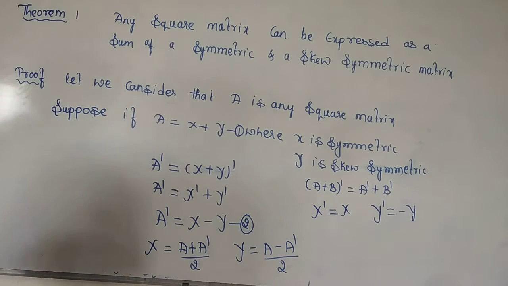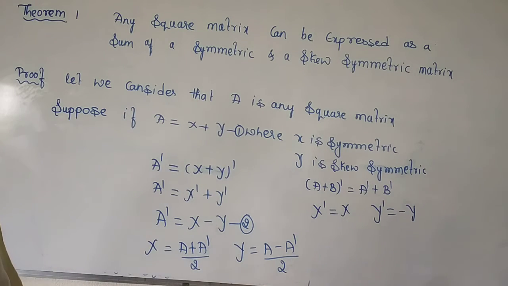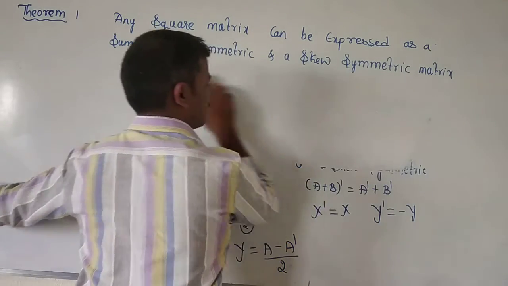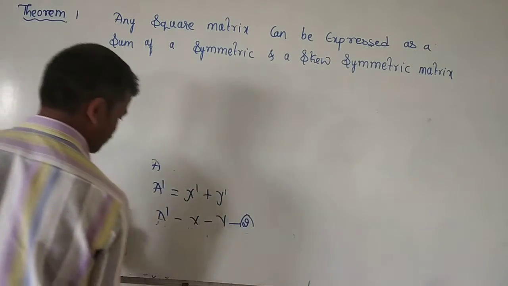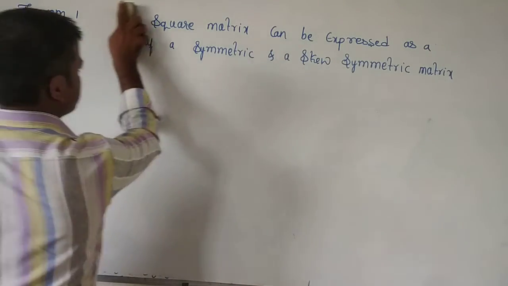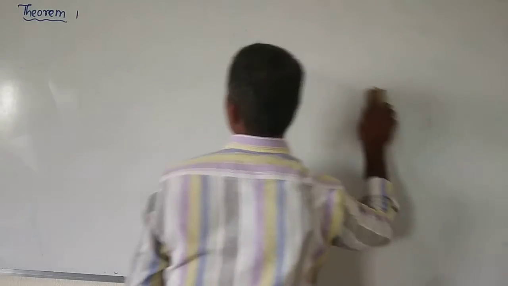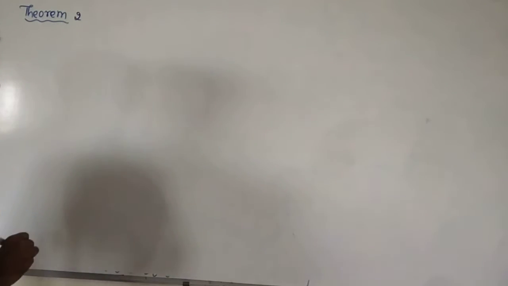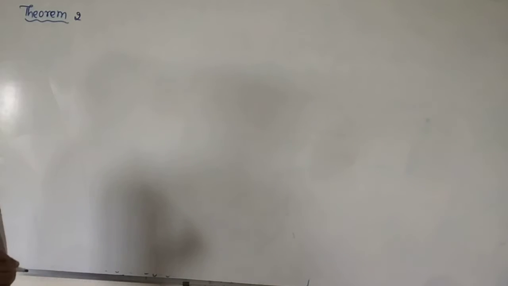So next we move to another theorem, that is theorem number 2. Similar theorems we have studied in the second year also, and the same theorems we are going to discuss once again here. The second theorem is: if A and B are symmetric, then we have to show that A into B is also symmetric if and only if A and B are commutative.